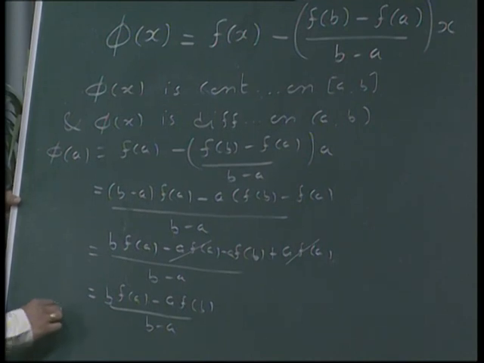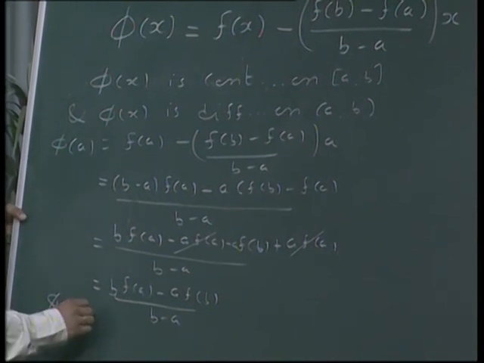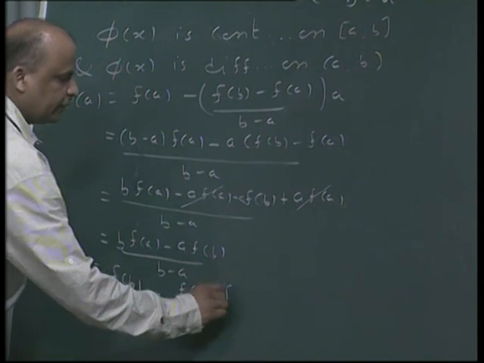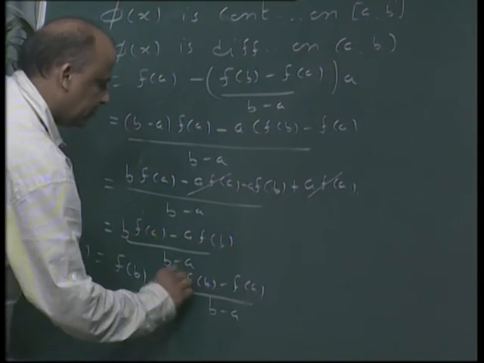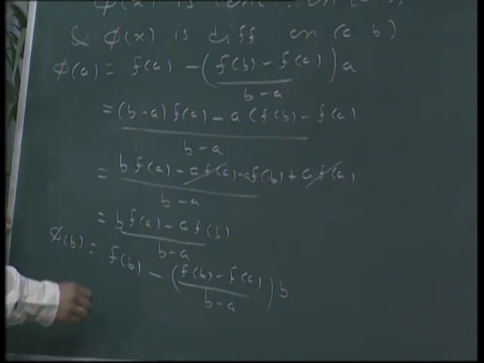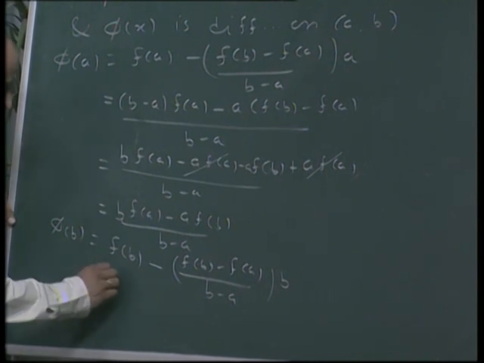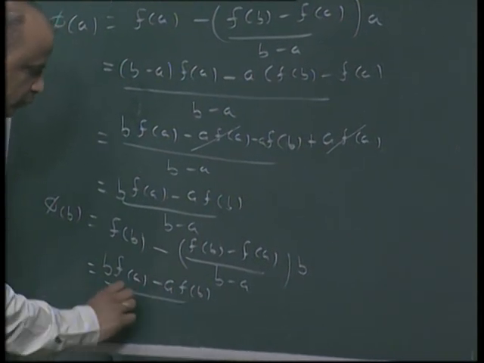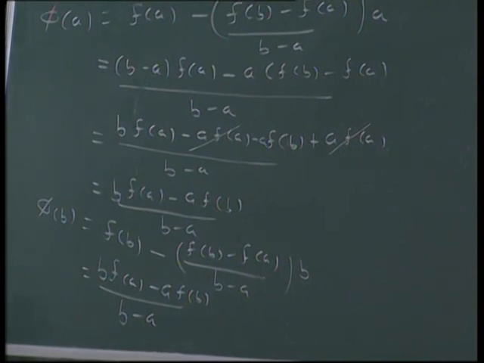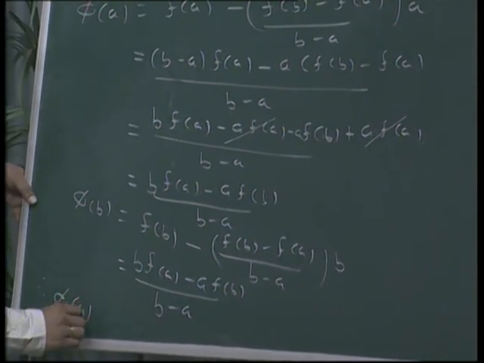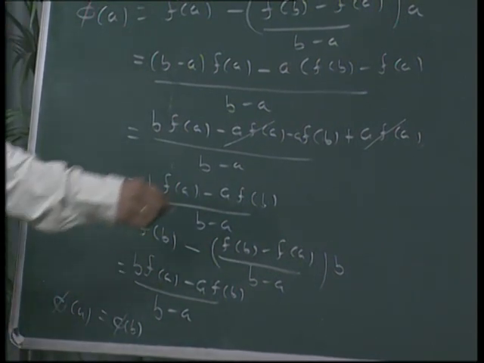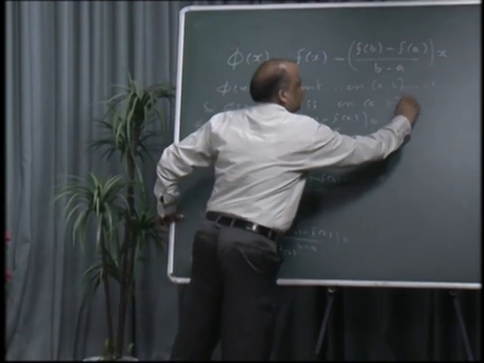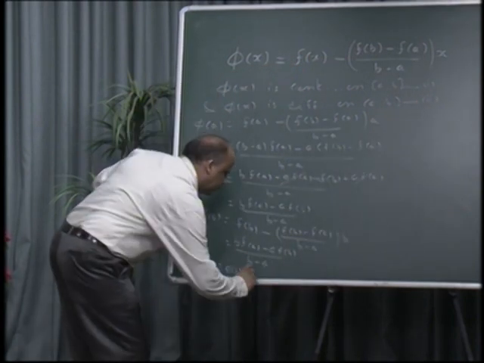Similarly, we will find phi of b. Then this would be f(b) minus (f(b) minus f(a)) upon (b minus a) into b. On simplifying, we will get the same value, that is (b f(a) minus a f(b)) upon (b minus a). So, finally, what we find is that the value of phi of a is the value of phi of b. My function phi is continuous on the closed interval [a, b], number 1. It is differentiable on the open interval (a, b), number 2, and phi of a is phi of b, number 3.